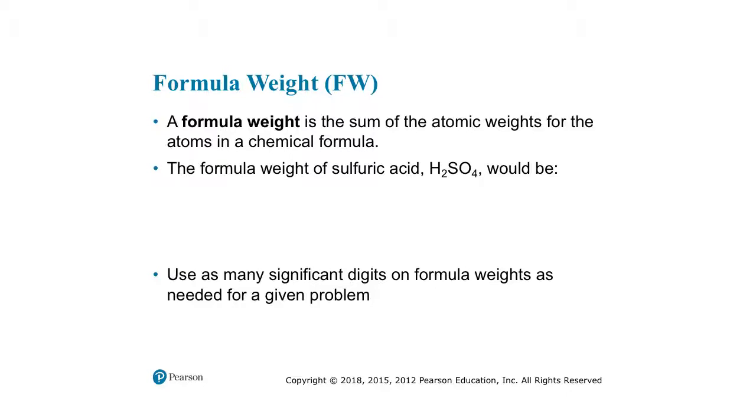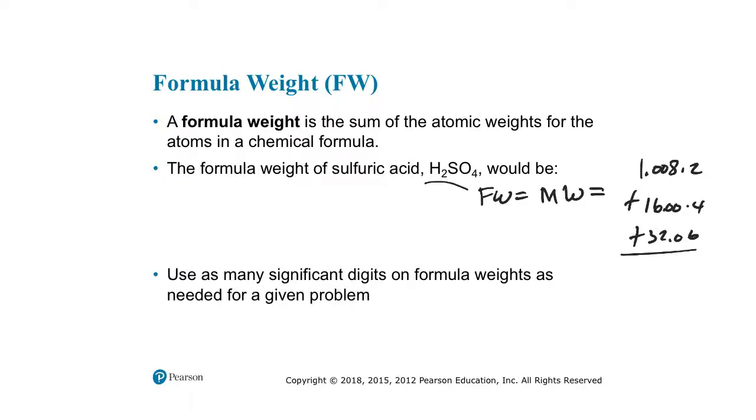So formula weight is the sum of the atomic weights for the atoms in the chemical formula. We can think of something like H2SO4 as a molecule. It has a formula weight, which is synonymous with its molecular weight, which would equal the 2 H's plus the S plus the 4 O's. So we'd have 1.008 times 2 plus 16.00 times 4 plus 32.06, and whatever that totals up to would be the atomic weight for the compound.